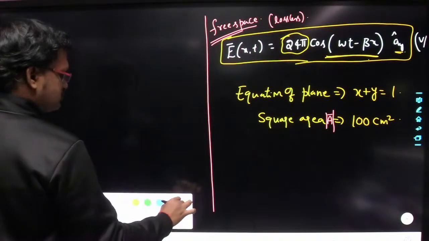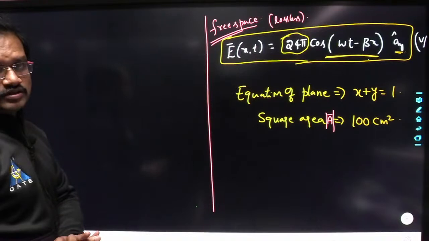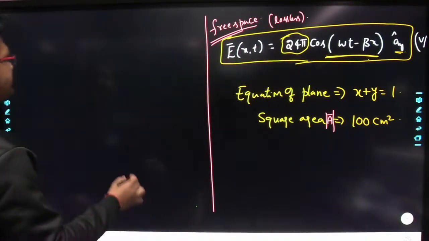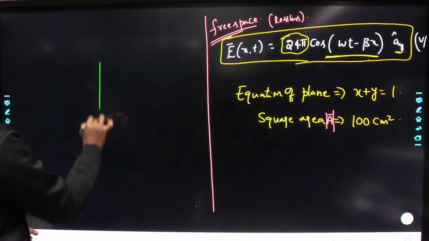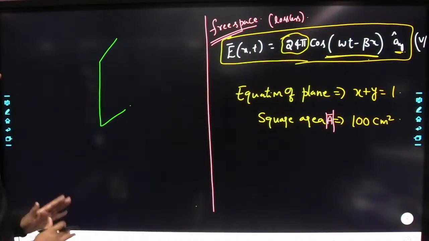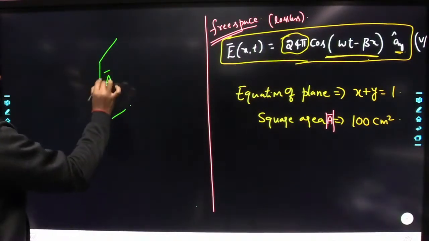So they have given some surface and they are asking the power flow through that surface. See here, if you are having any surface, let us consider some surface here. Let us say this is some surface. Now this is surface area A bar.